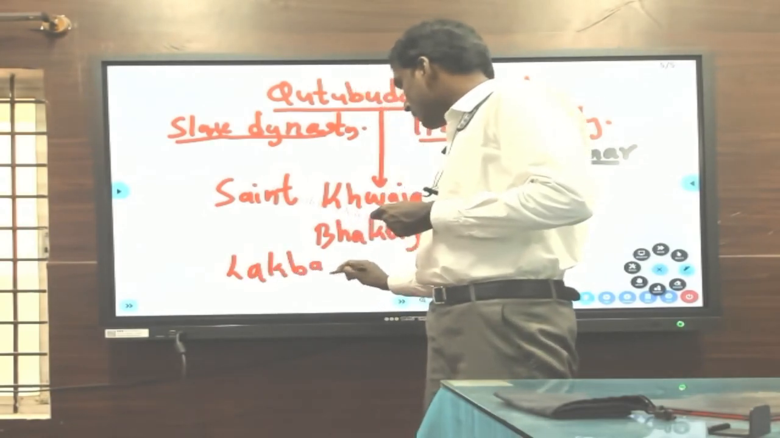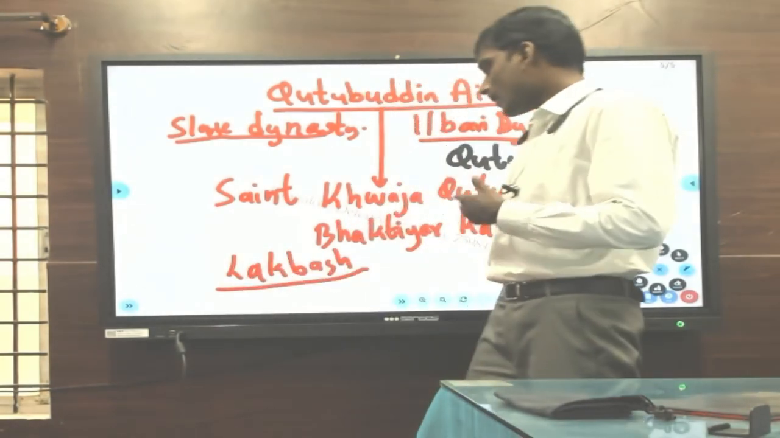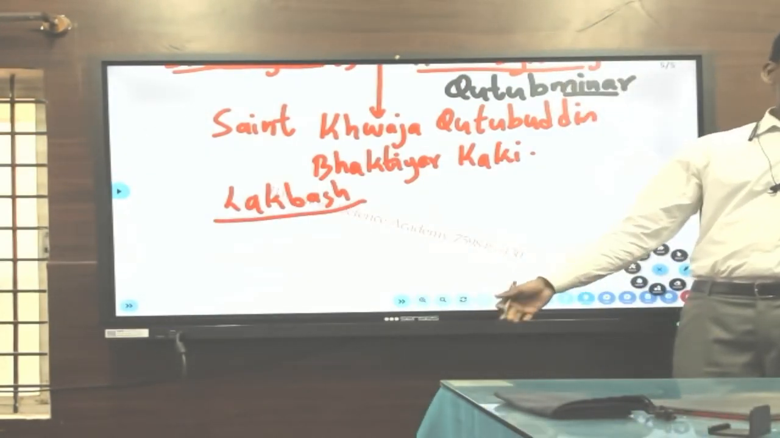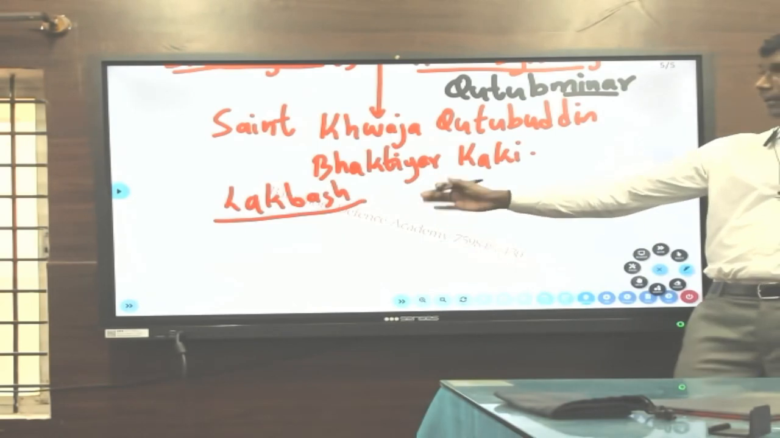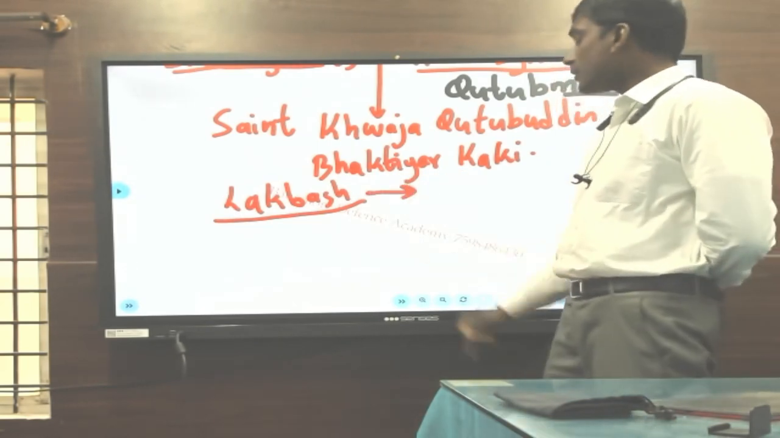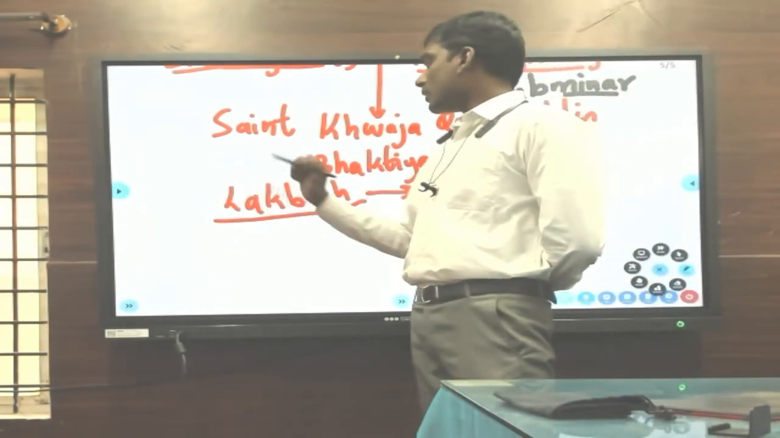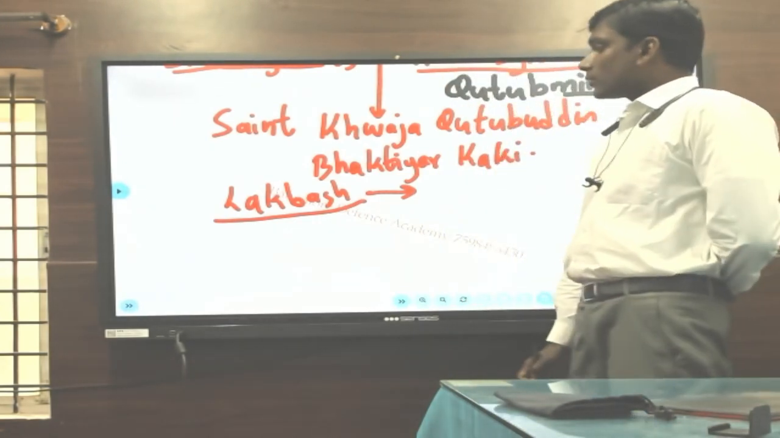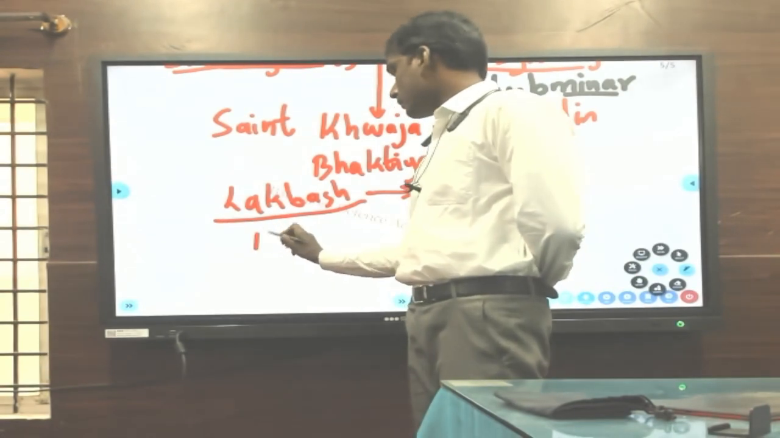What is his favorite name? Who favorably called him? Lakh Baksh. You can just remember that he gave money in lakhs. So lakhs means lakh, Lakh Baksh. Do you understand? This is one thing that you should keep in mind. Next, on the other side, he built Adhai Din Ka Jhonpra.